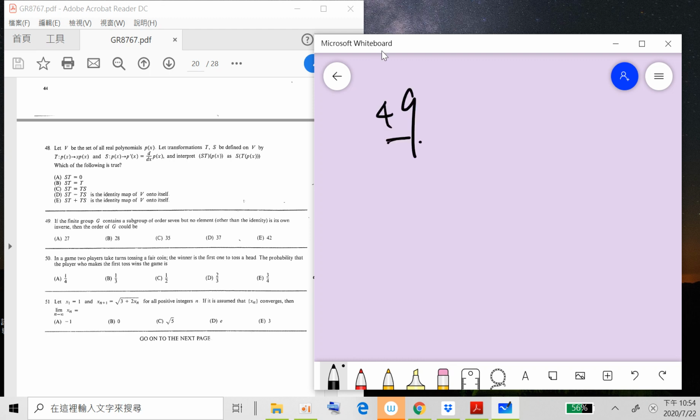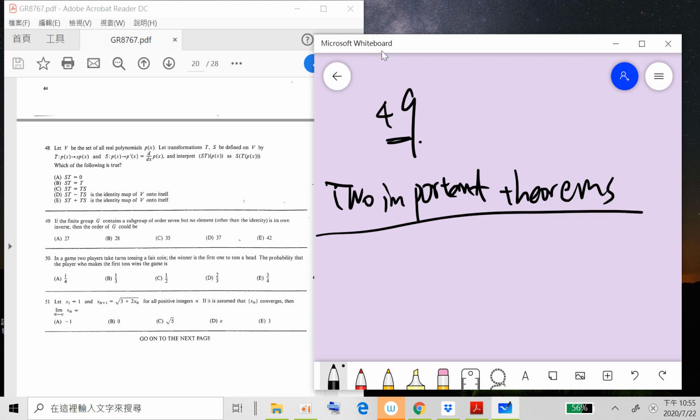49. If a finite group G contains a subgroup of order 7 but has no element that is its own inverse, then the order of G is... There are two important theorems for finite groups. Actually, there are many important theorems, but we only need two of them.